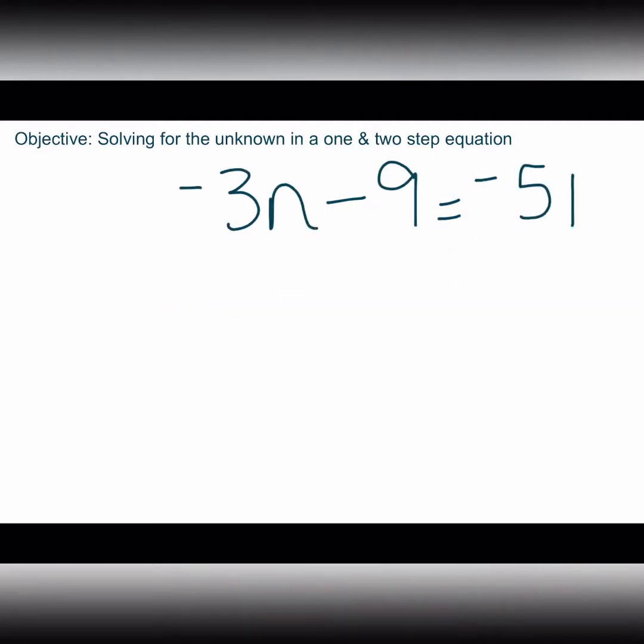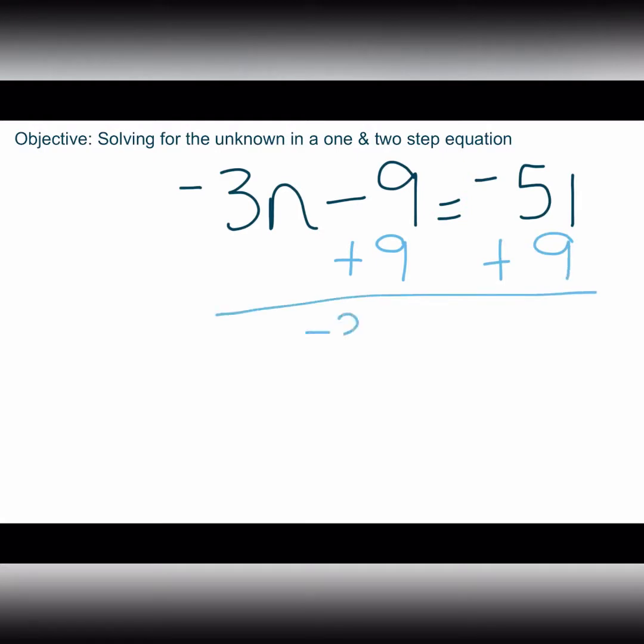Okay, let's try this one. So we have negative 3 times n minus 9 equals negative 51. So the first thing we want to do is get rid of the minus 9 by adding 9 to both sides.